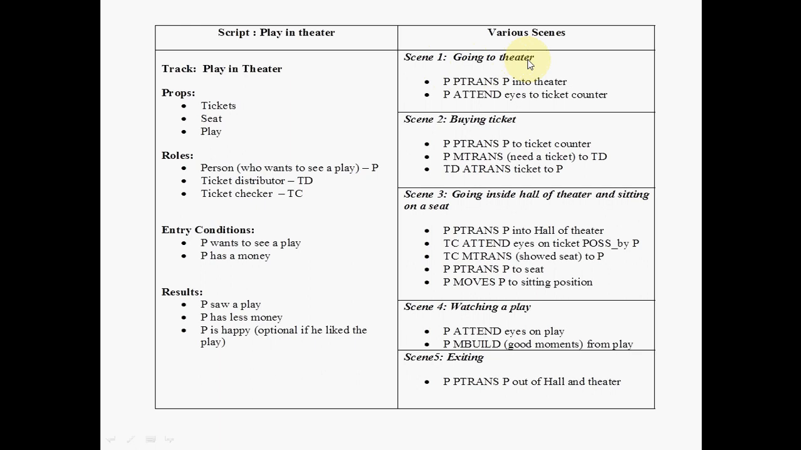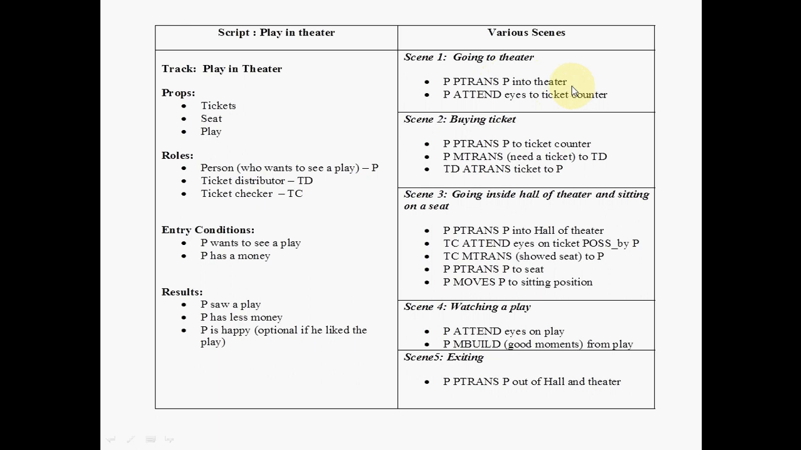Let's write a scene. What are the activities involved when you go to the theater? P means who? The person. Now P trans P into the theater. P trans is basically used for physical transition, that means when the object moves from one place to another. So person P took himself into the theater. That means he walked into the theater. P trans P into theater. Person P walked himself into the theater.